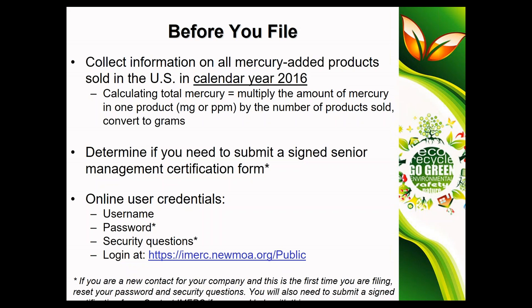So basically what you want to do is get a product inventory of mercury products that were offered for sale. You want to calculate the total mercury by figuring out how much mercury is in one product. We ask you to report in milligrams or parts per million, and then you figure out how many of those products you sold in 2016 and multiply that. So if your product contains 5 milligrams and you sold 1,000, that would be 5,000 milligrams, convert it to grams, you get 5 grams. So that's what you would enter as total mercury.